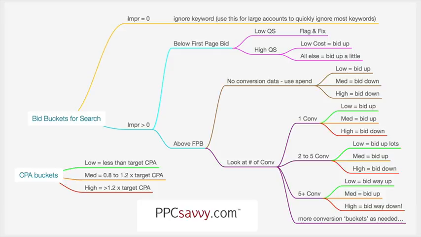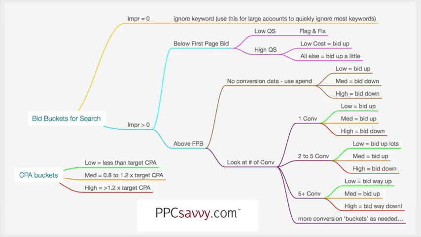Let's continue down the bottom. Let's assume they were above first page bid. The next split then is, has this keyword ever converted or not? If we have not converted, no conversion data, then we're going to need to use spend. If we haven't spent much on this, bid it up. If we've spent more than the average, but not loads and loads, maybe just nudge the bid down a little bit because it looks like this isn't going to work. If we've spent loads of money on this and it's never converted, then we definitely want to bid that down.